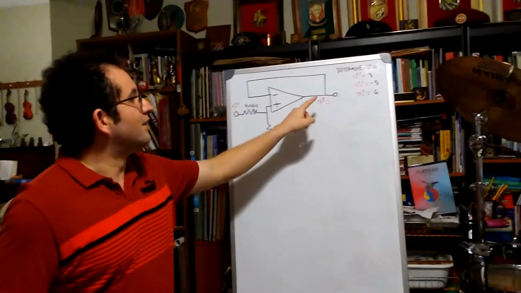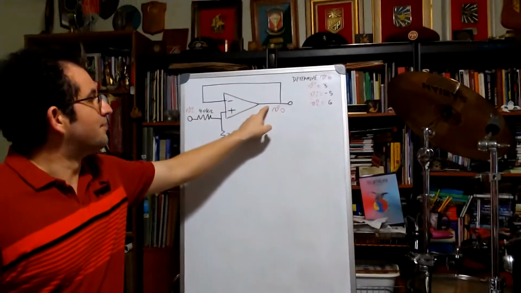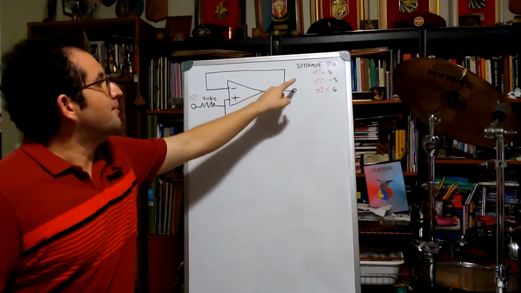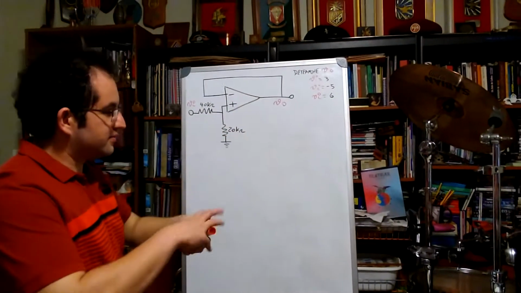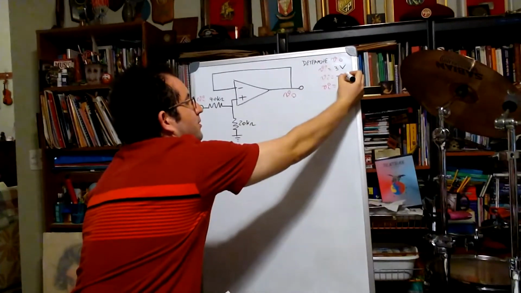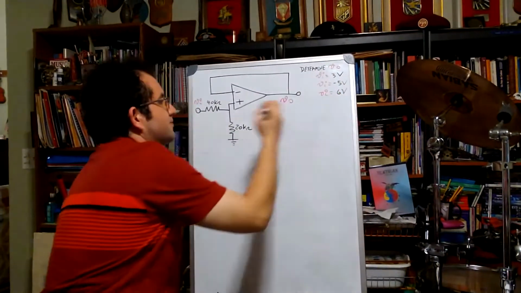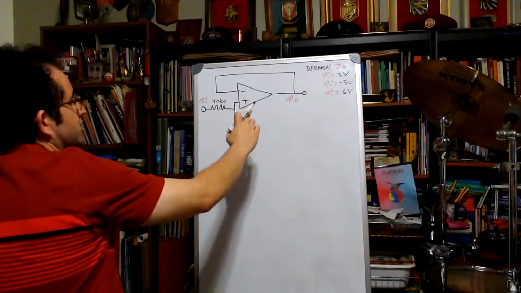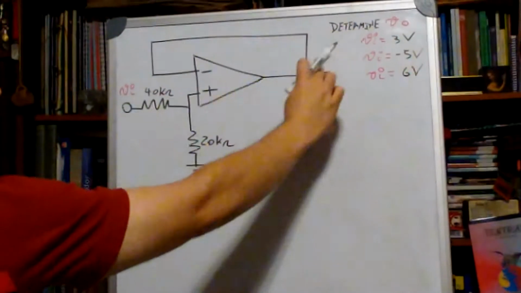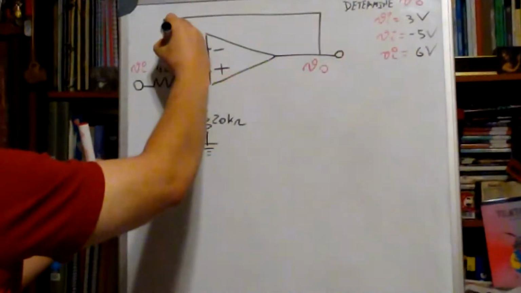We are going to find Vo, the potential difference at the output, when the input is 3 volts, minus 5 volts, and 6 volts. So we know this is Vout, and because this is a wire, an equipotential, we know that this is also Vout.